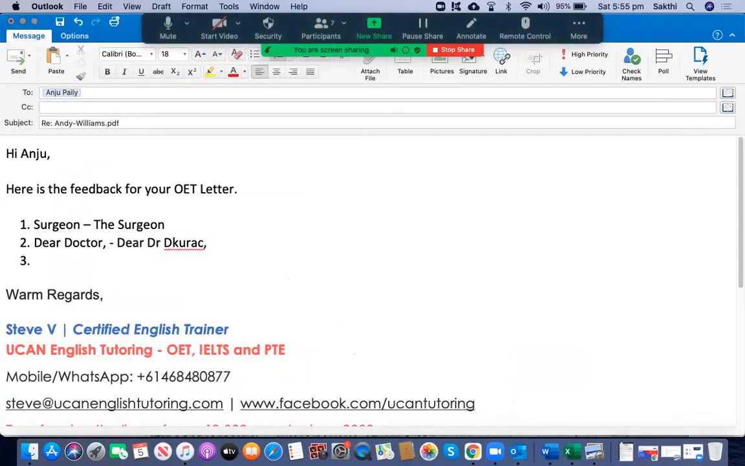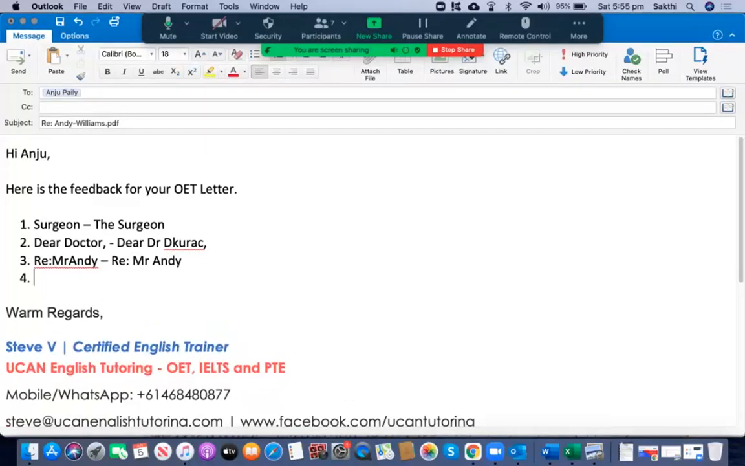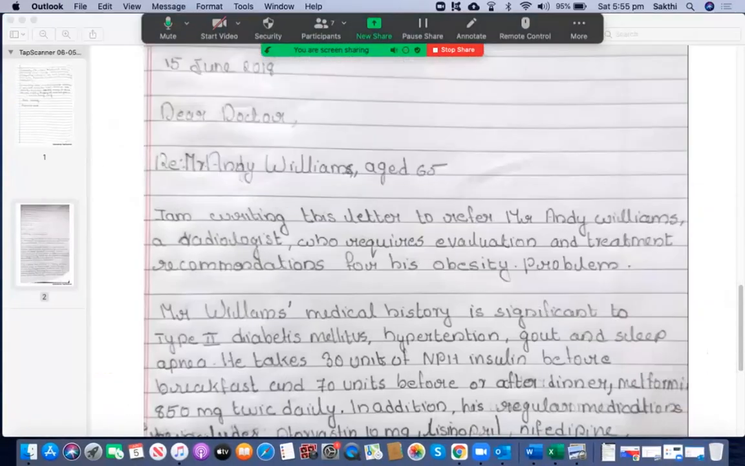So regarding Mr. Andy, what you should have done is give good space. Regarding, then space, then Mr., then space, then Andy. Give good space. If you have committed a mistake, erase it fully and then write fully. That would be much better. Andy Williams, age 65.